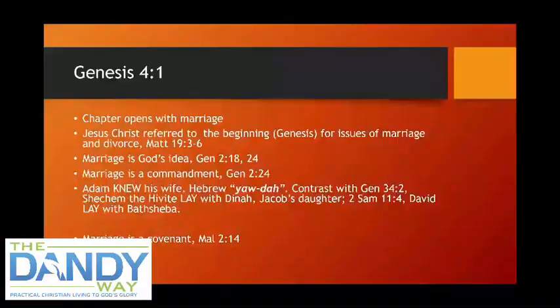So verse 1 states that now Adam knew his wife and conceived and bore Cain. So let's stop right there. The chapter opens, as I mentioned, with marriage. Marriage is very important. In fact, when the Pharisees asked Jesus Christ a question about marriage and divorce in Matthew chapter 19, Jesus Christ referred them back to Genesis.